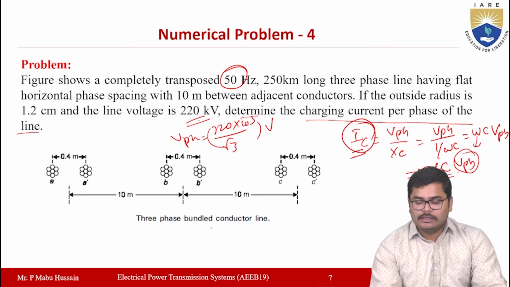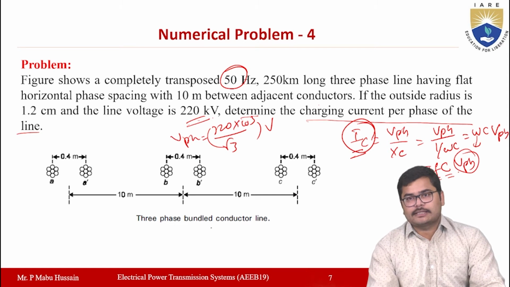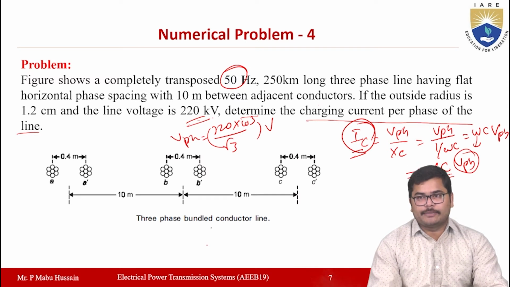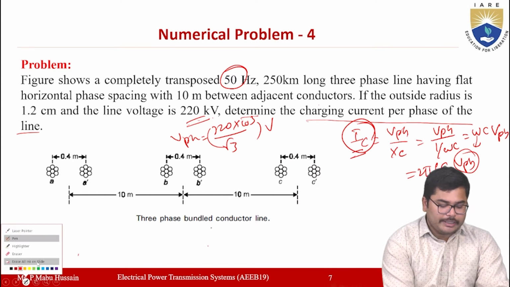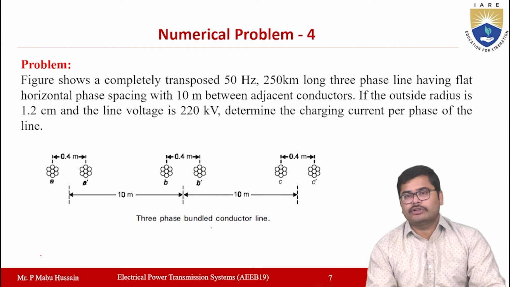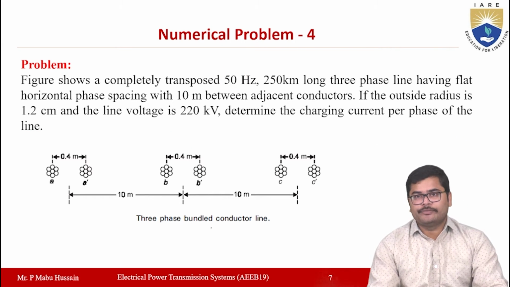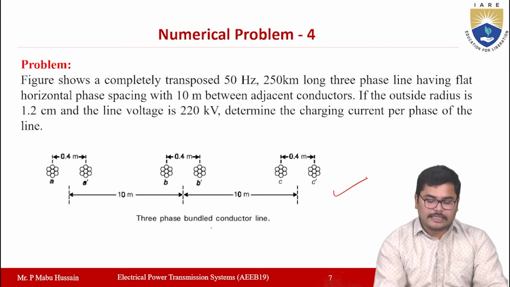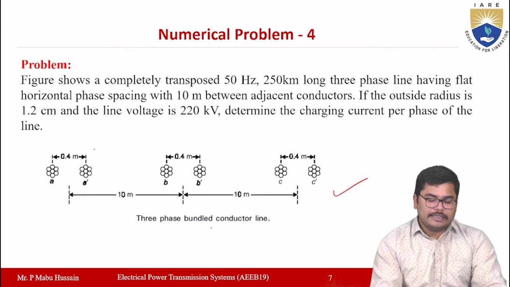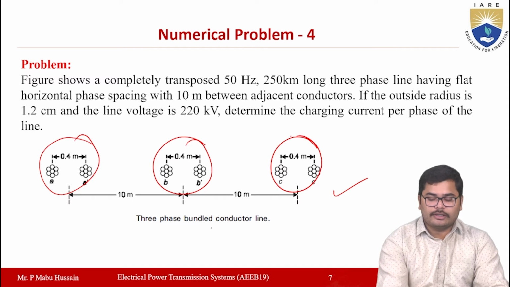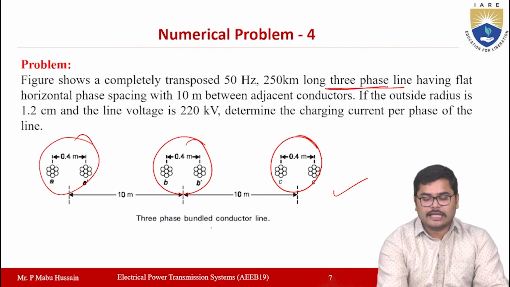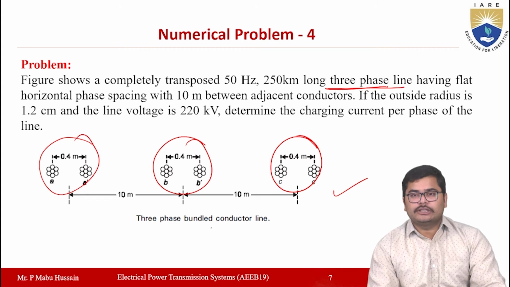Okay, you will get the V phase, and you need to calculate the capacitance. Per phase capacitance you have to determine. So you need to determine the per phase capacitance initially for calculating the charging current. How can you determine the per phase capacitance for this type of transmission line? Now if you observe the transmission line configuration here, this is one phase, this is another phase. This is a 3-phase transmission line.